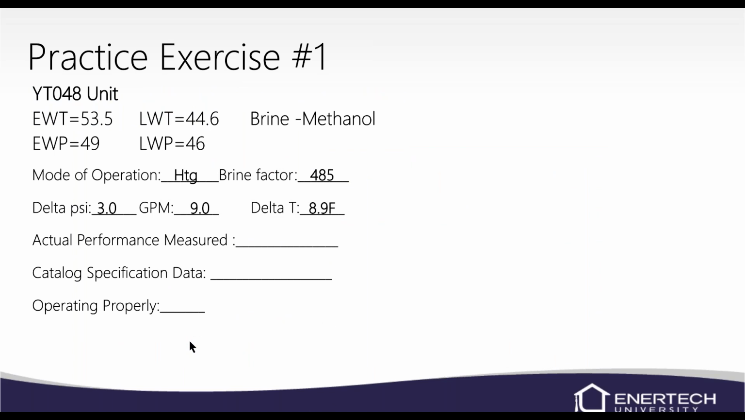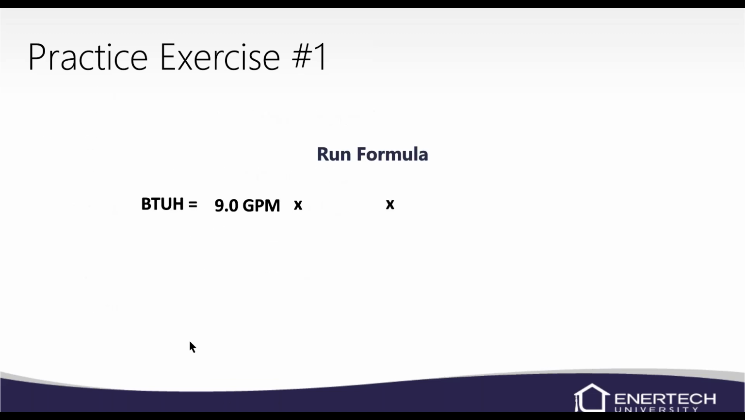Our temperature difference was almost 8.9. So now we have all the numbers we need in order to complete the calculation. So again, GPM, temperature difference, brine factor. We just do the math on that. Multiply all those together, and we come up with 38,848 BTUs. Again, it's just a number until we look at the IOM. So we'll have to write down that 38,8.